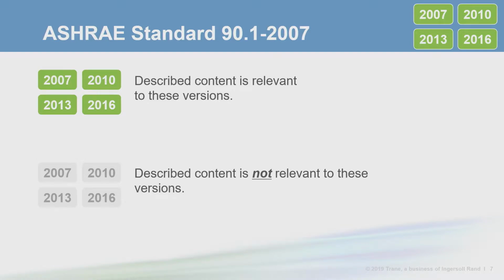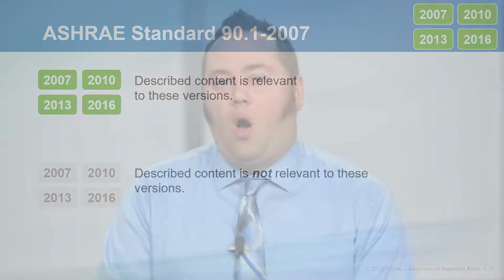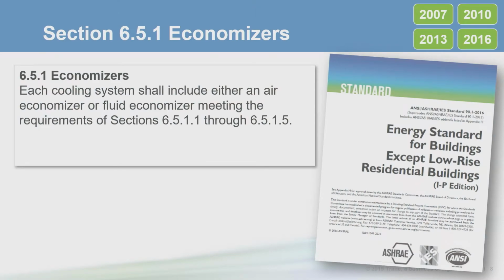So let's start with the requirement to economize. All 4 publications start the prescriptive requirements section with economizers. The introduction is virtually the same across the 4 publications. Here, the standard says that each cooling system shall have an airside or waterside economizer complying with additional requirements. Remember, the standard does not say which to use. That decision is left to the designer.